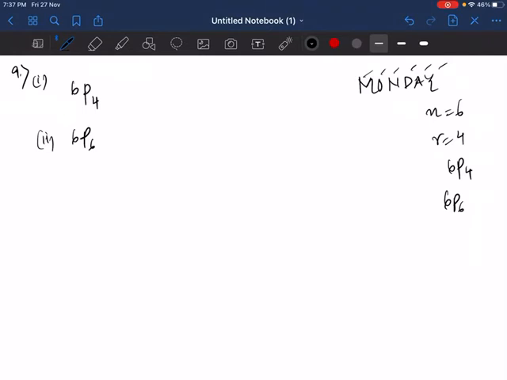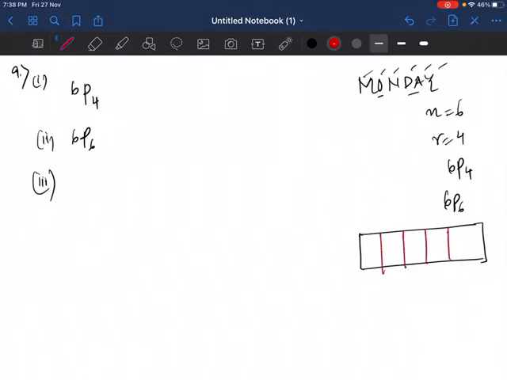And the third one: all letters are used but the first letter is a vowel. Now this one is a very important question. All letters are used, and the first letter is a vowel. So how many vowels are there? There are 2 vowels, right? Now if all letters are used, it means if I make boxes, 1, 2, 3, 4, 5, 6, there will be 6 compartments because I am using all the letters. But they have given you a condition: the first letter is a vowel. There are 2 vowels, O and A.